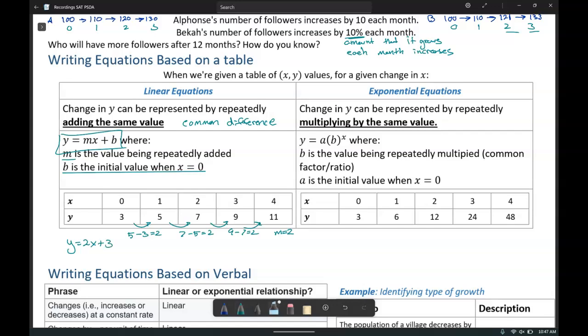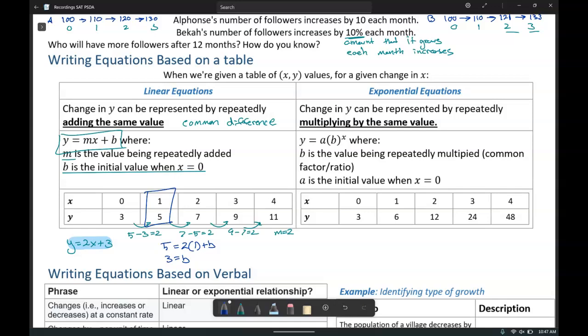Now, if our initial value isn't given to us, we can always calculate it using our linear equation. For example, if I didn't know that y was 3 when x is 0, I could go ahead and take any other point and substitute it in along with my common difference in order to find our initial value, which gives us a value of 3, and then we can write our equation.